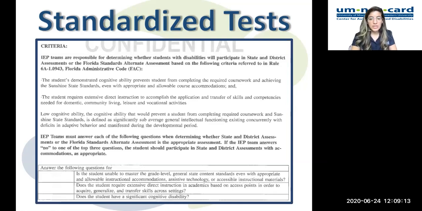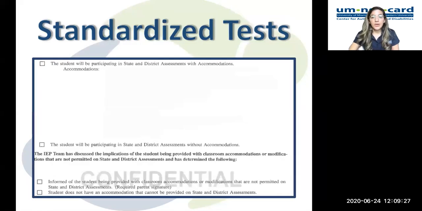And these 3 questions relate to cognitive functioning and its impact on the Sunshine State standards, the amount of extensive direct instruction required, and if the child has low cognitive functioning. Whether you are taking the standardized test or an alternative assessment, accommodations that are specifically necessary for those environments will be included in this section here. Or the IEP will note that there are no accommodations that are necessary.